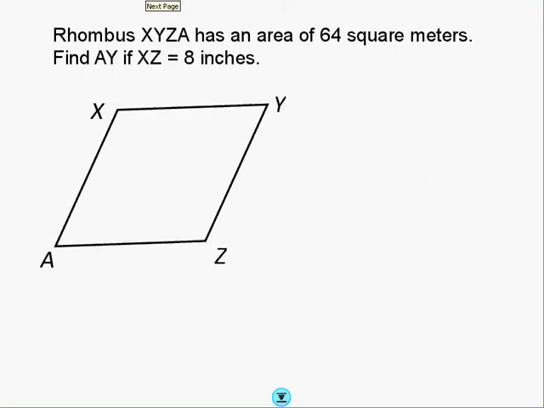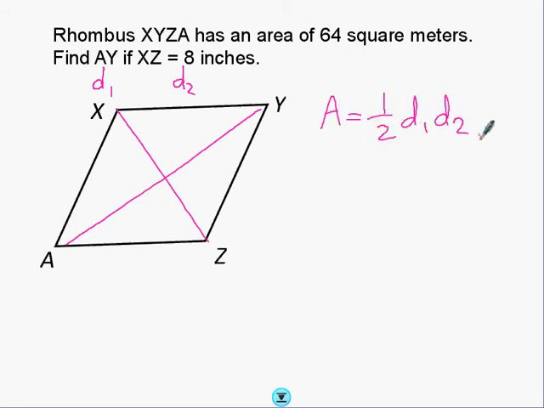Okay, it says rhombus is an area of 64 square meters. Find AY. Notice that AY is one of the diagonals. If XZ equals 8 inches, well, XZ is the other diagonal. So I'm going to start with the same formula. And this time, instead of plugging both the diagonals in to find the area, I'm going to plug in the area. One of the diagonals, they said, we don't know AY yet. So I'm going to look for AY times the other diagonal, which is 8 inches.